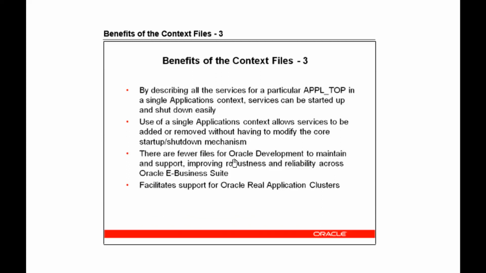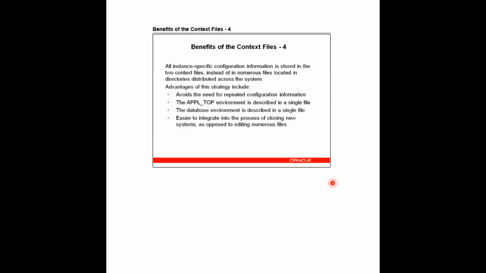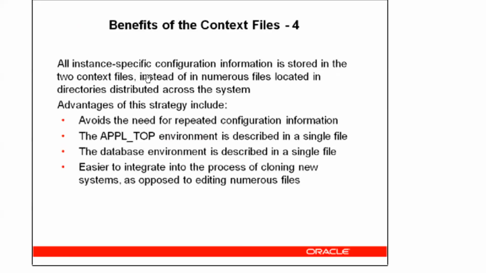There are very fewer files for Oracle development to maintain and support, improving robustness and reliability across Oracle E-Business Suite. Facilitate support for Oracle RAC also. So all instances. How can we know CMs? We can disable it, but what is the process of moving to another machine?